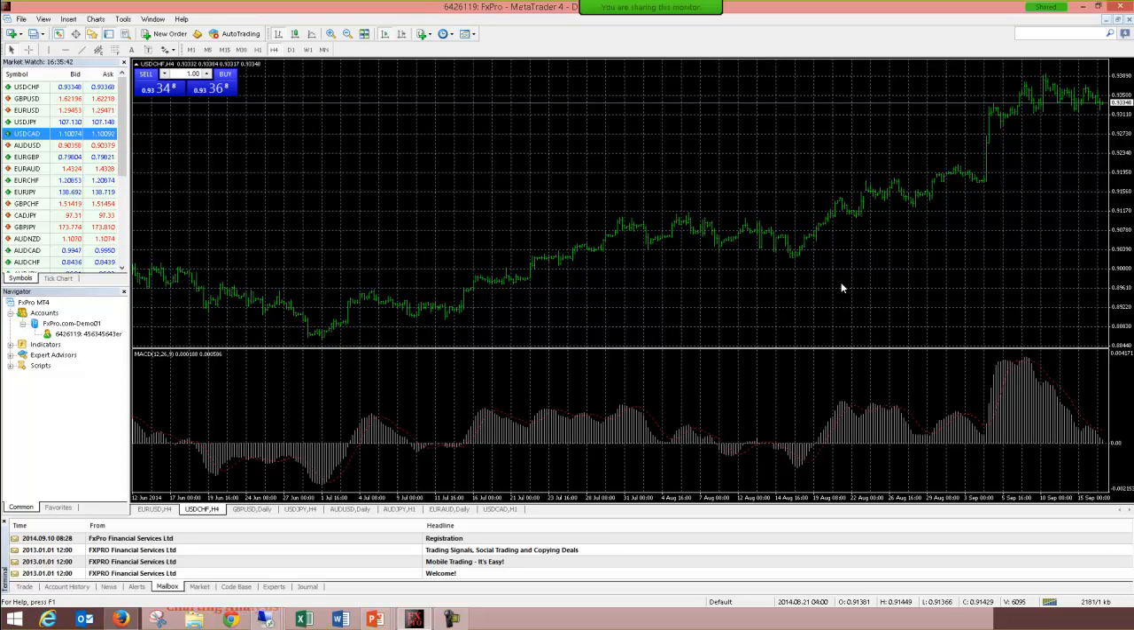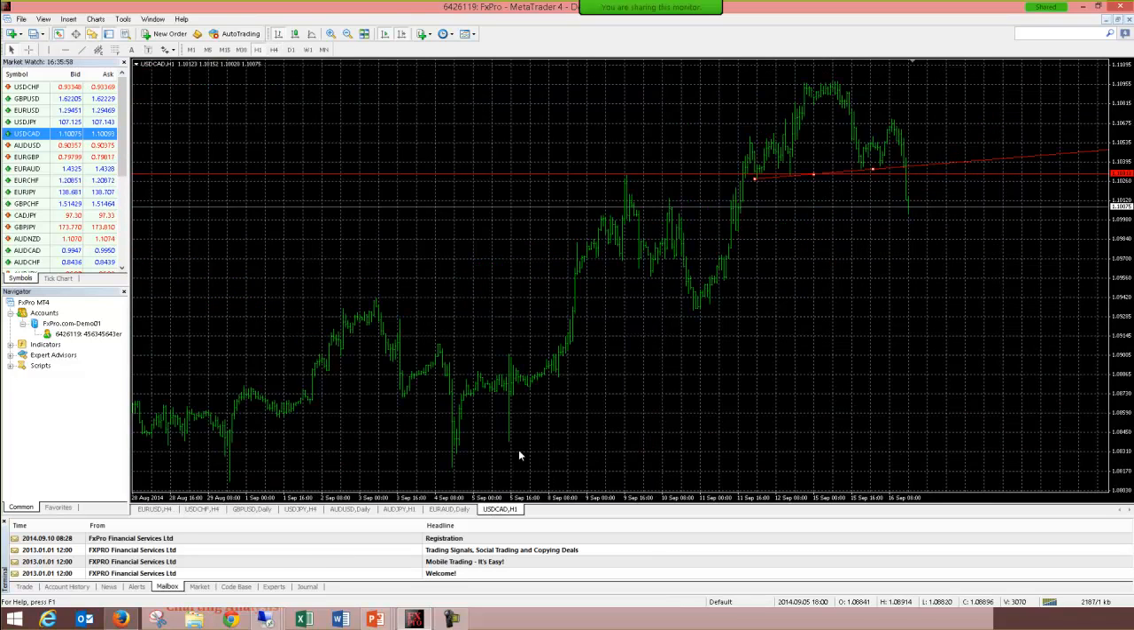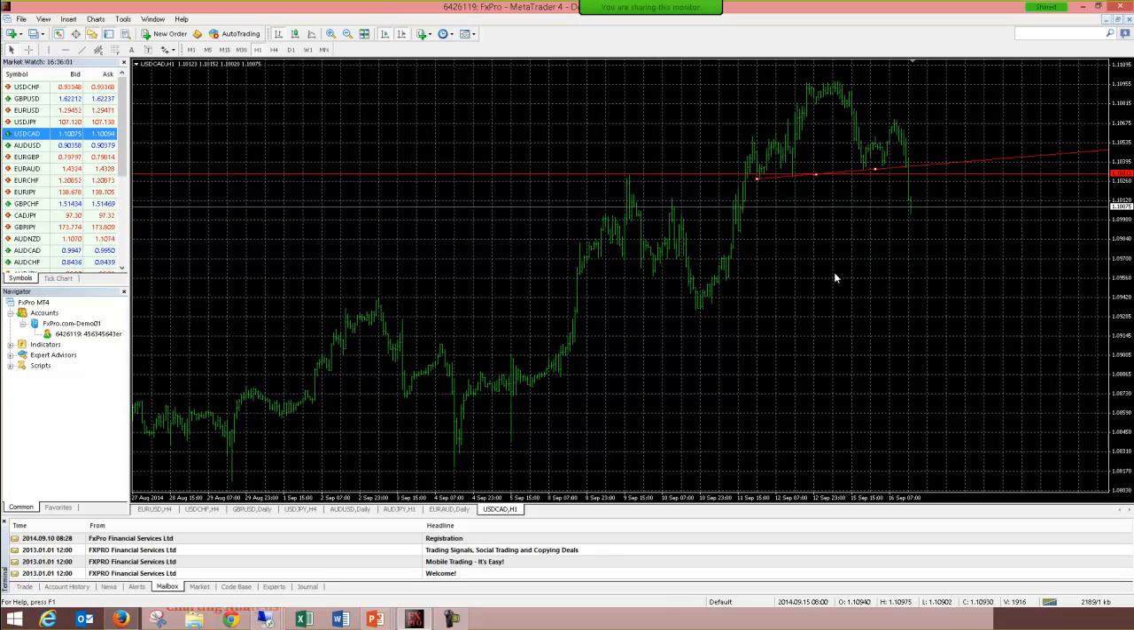But obviously, the smaller the time frame you use, the smaller the price target that you have, because the move preceding the pattern formation will be much smaller. So the height of the formation will be smaller, and your price target will be smaller. So it's somewhat proportional.